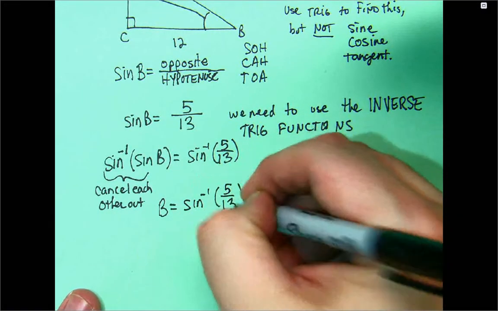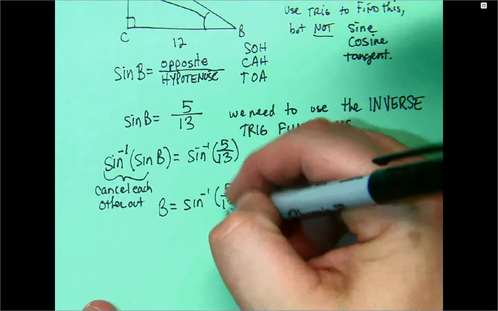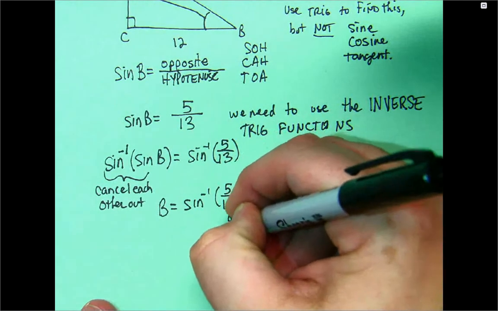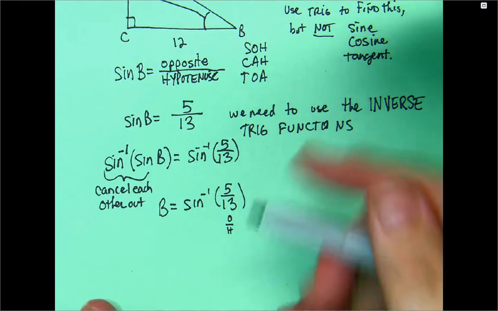So now the angle B, whatever the measure of angle B is going to be, it's going to be equal to the inverse sine of, it ends up being opposite over hypotenuse, 5/13. But here's an issue. Our calculator is going to screw this up. So I'm going to show this to you.